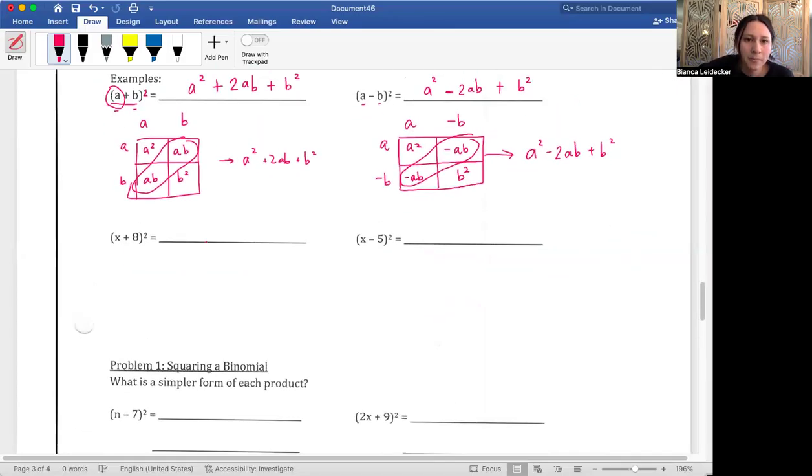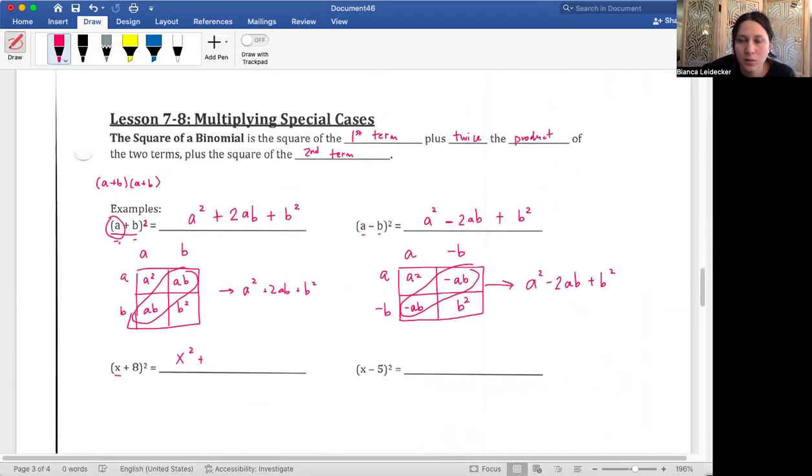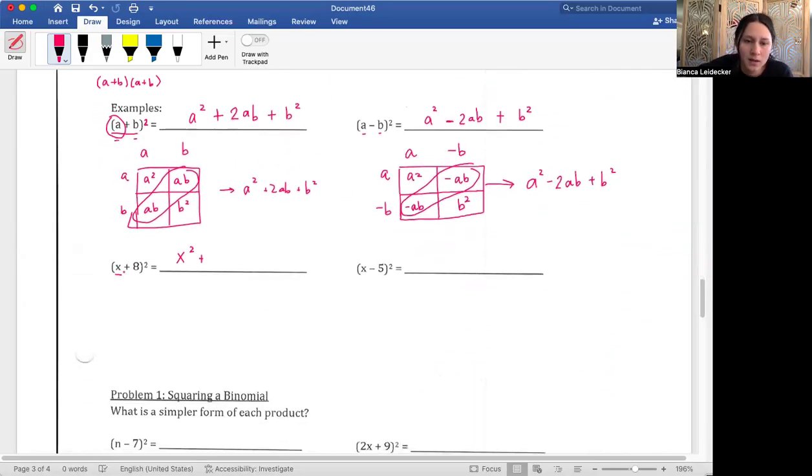It's going to be x squared plus 2 times the product of the two terms. So 8 times x is 8x. 8x times 2 is 16x. Last term is 8 squared. That would be 64. So plus 64.